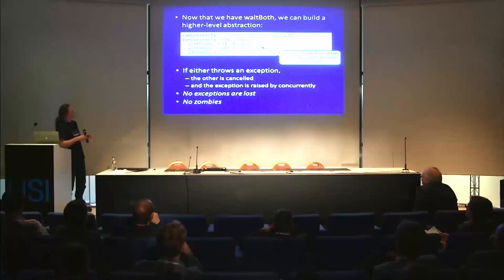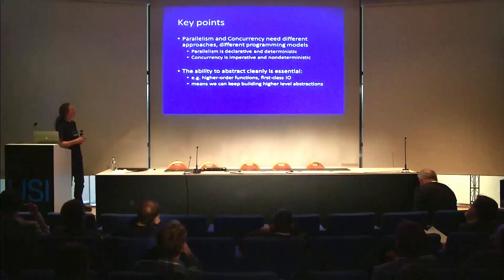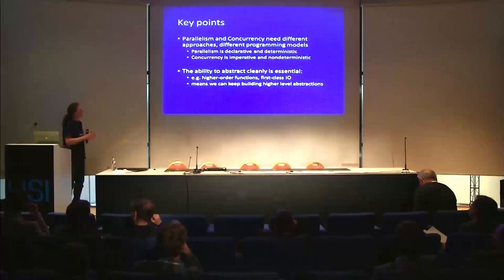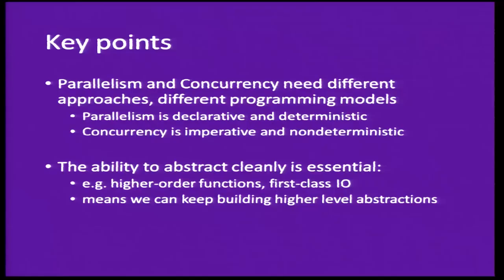So I'm just going to skip to the key points that I wanted to talk about. We have parallelism and concurrency. The key difference between parallelism and concurrency is that parallelism is declarative and deterministic. Parallel programming is about arriving at the answer quicker, whereas concurrent programming is about having multiple interactions and managing those interactions. And the ability to abstract cleanly is really essential.